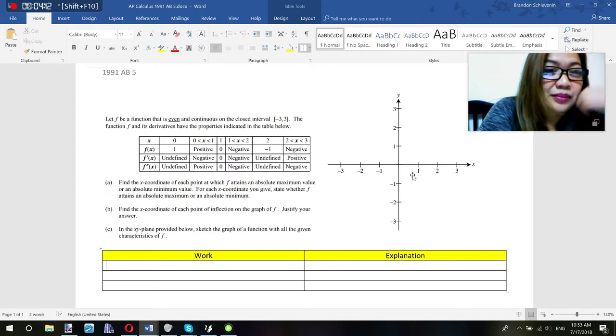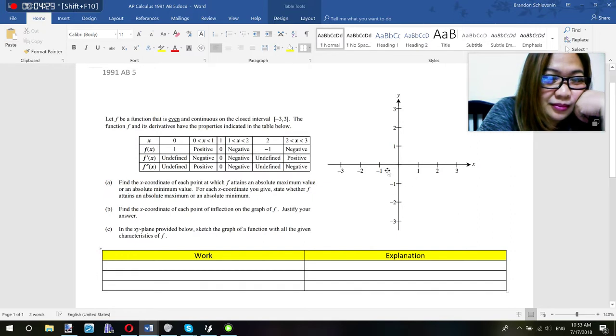The function f and its derivatives have the properties in the table below. So I'm given this table that has all of my values from 0 to 3. It does not have any of the values from negative 3 to 0, even though our interval is from negative 3 to 3. So our interval includes all of those values that are not on the table.